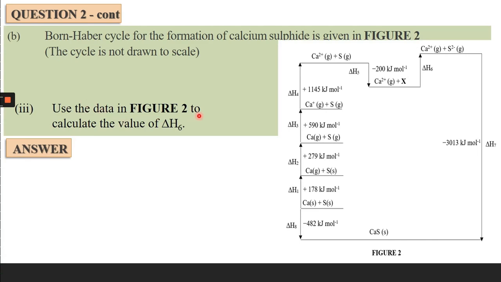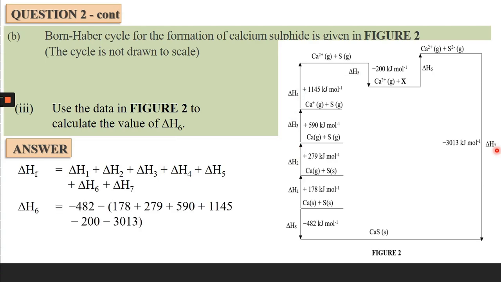Use the data in figure 2 to calculate the value of delta H6. So delta H6 is here. So in order to calculate delta H6, we need to use Hess's law. So from Hess's law, the delta H formation, which is down here, the delta H8, is equals to delta H1 plus 2 plus 3 plus 4 plus 5 plus 6 and plus 7. So filling in all the delta H with the values given, and rearranging this equation, we get positive 539 kilojoule per mole. And these are the marks for this question.